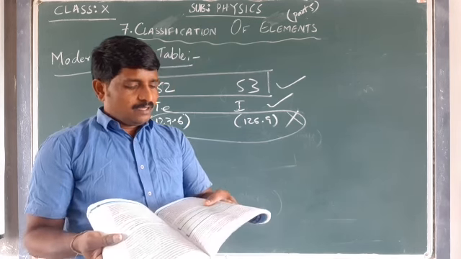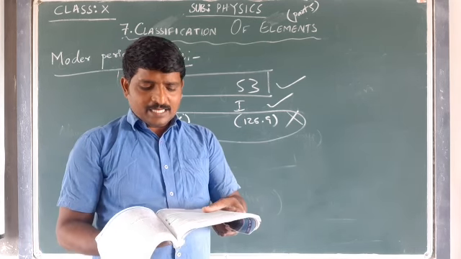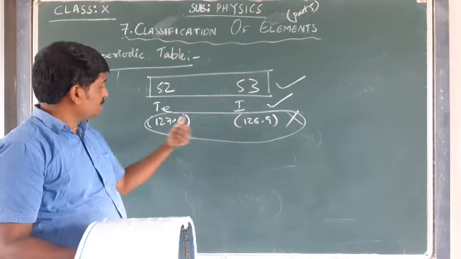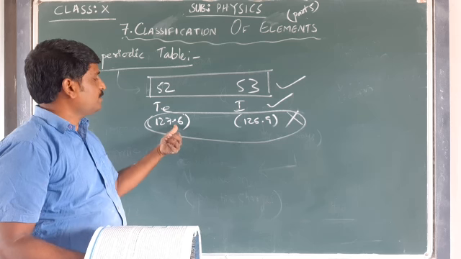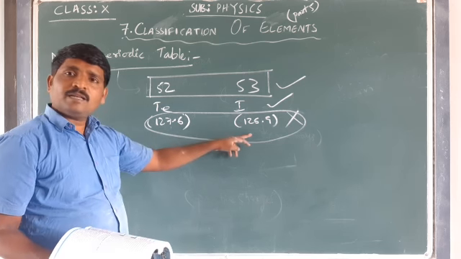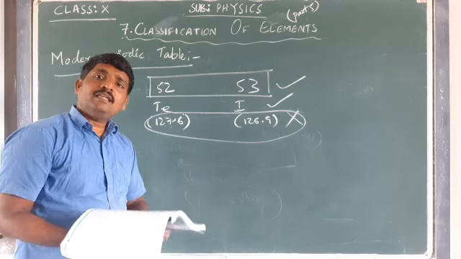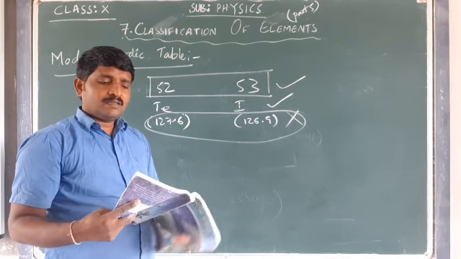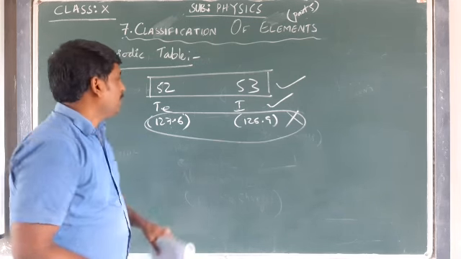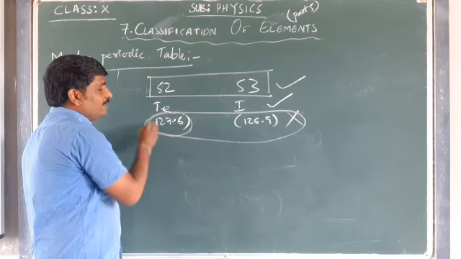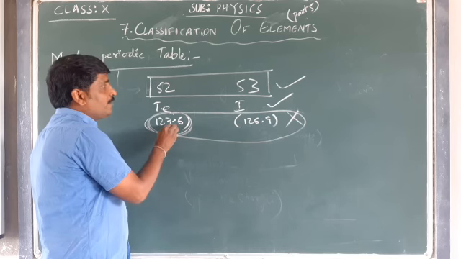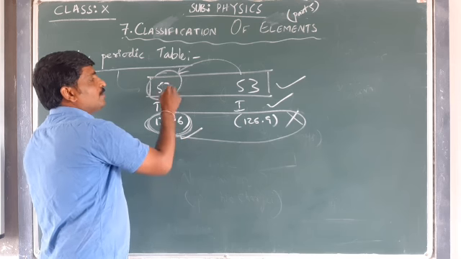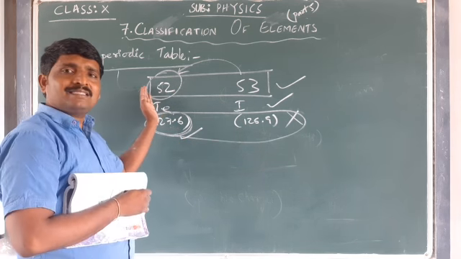See, for example, though the tellurium has more atomic weight than the iodine, that is, tellurium's atomic weight is 127.6. Iodine's atomic weight is 126.9. Though the tellurium has more atomic weight, its atomic number is less by 1 unit compared to iodine. Atomic weight is more, but atomic number is just 1 unit less than the iodine.